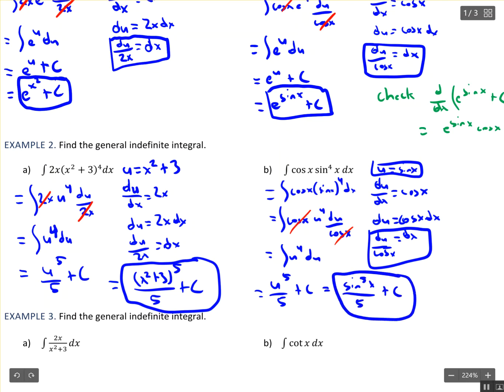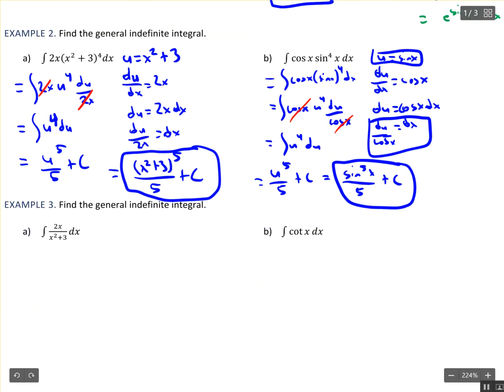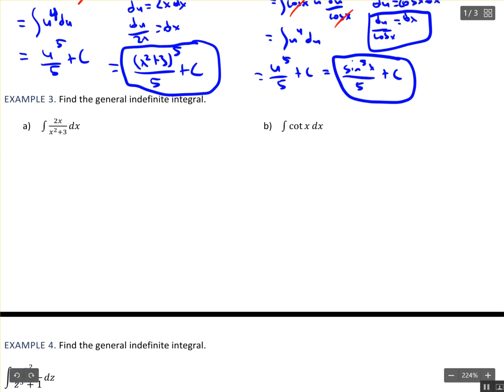So really, when you're watching this, try and take a moment, maybe pause the video, and make sure you see the similarities between A and B. Even though they don't look very similar, look for the similarities, and once you start to see them, everything becomes quite a bit easier. All right, so example 3, 2x over x squared plus 3.